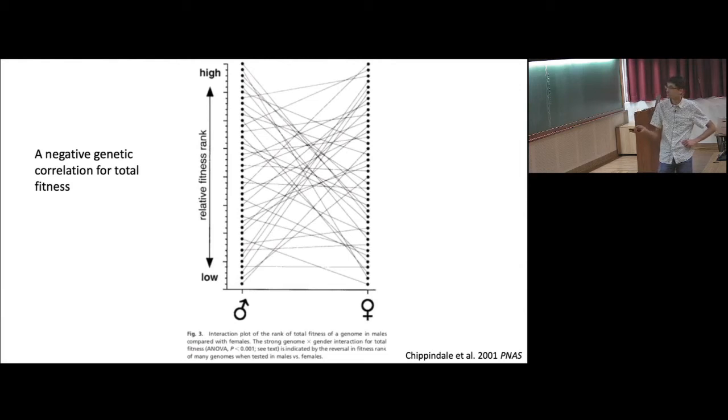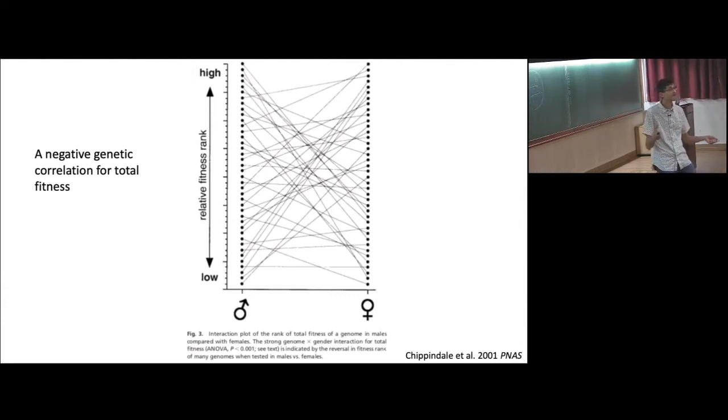Okay, so this was quite a dramatic result and piece of evidence suggesting that sexually antagonistic variants must be reasonably common, or at least playing a big role in affecting the genetic variance in fitness.